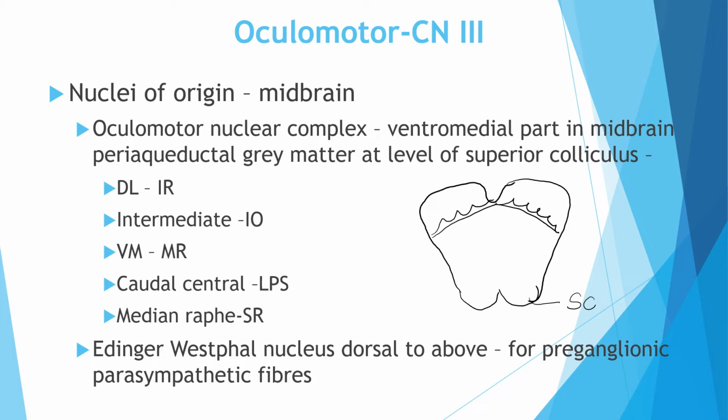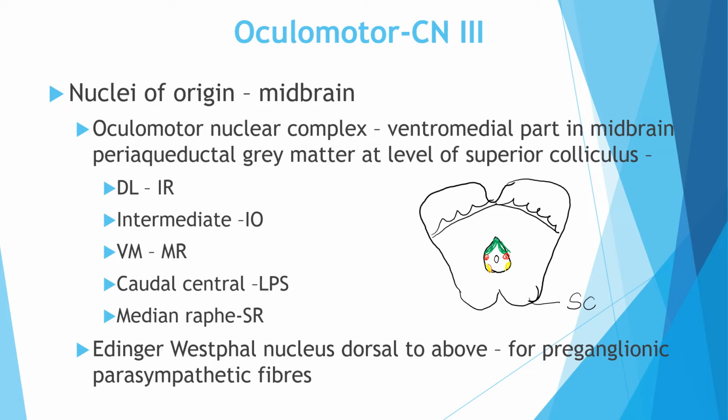Now at the level of superior colliculus, this is the aqueduct and this portion is the periaqueductal gray matter. Now the oculomotor nucleus is present in this periaqueductal gray matter, I am showing it with green color, and dorsal to it there is a small nucleus that is called the Edinger-Westphal nucleus, plus there is mesencephalic nucleus of the trigeminal nerve in this gray matter.